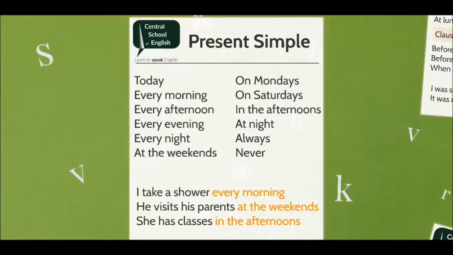When we make present simple statements, we use time expressions including today, every morning, every afternoon, every evening, every night, at the weekends, on Mondays, on Saturdays, in the afternoons, at night, always, and never. For example, I take a shower every morning. He visits his parents at the weekends. She has classes in the afternoons.